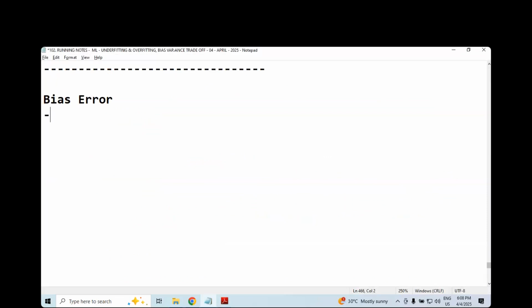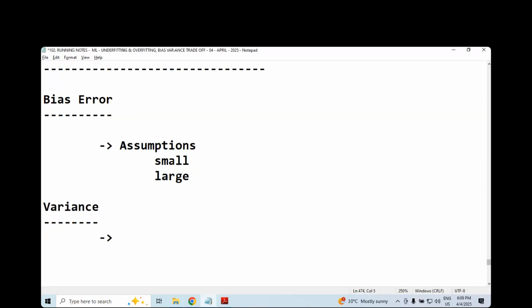Bias error. When I say bias error, remember one word: assumptions. Assumptions can be small assumptions, and the next one is large assumptions. This word is important. When I say variance, I will explain slowly.